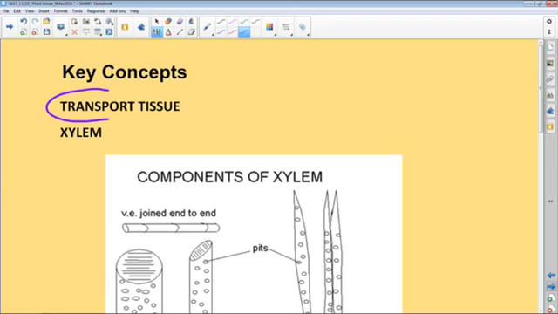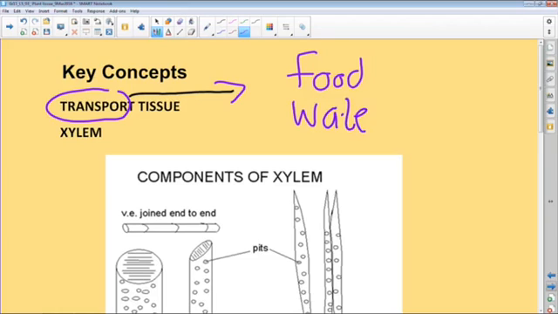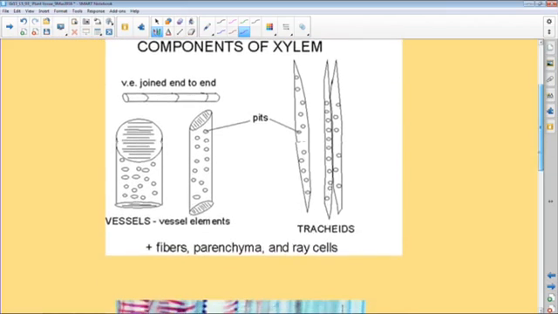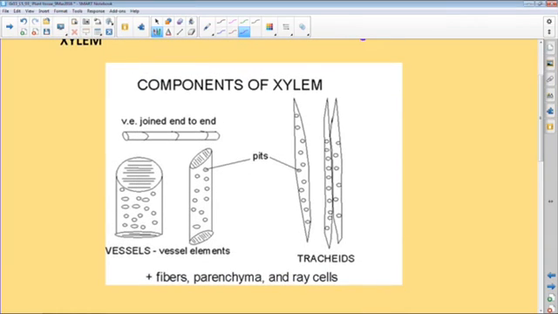Okay, now we're going to go to the last group of tissues, and they are called my transport tissues. What are they going to transport? We need to transport two things. We need to transport food and we need to transport water. Now, the first one that we're going to look at is called xylem.